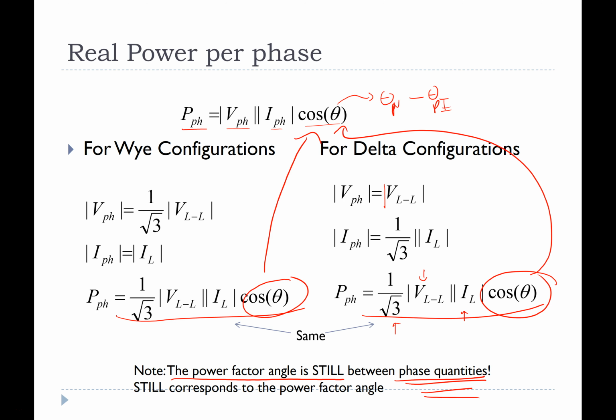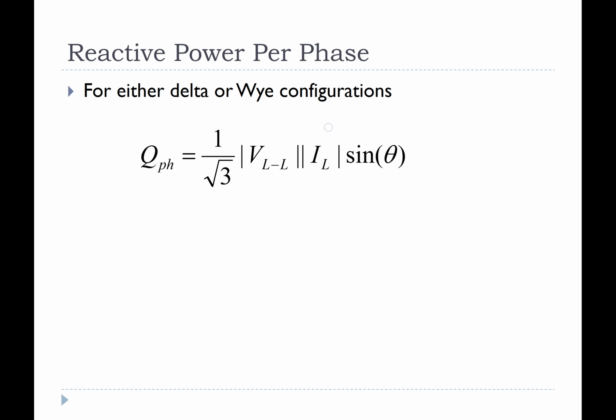Because remember, if we go from delta to Y, either the voltage or the current will be shifted by 30 degrees. So you don't want to use a line current instead of a phase current, and then something gets shifted by 30 degrees and it throws off your power factor. So the power factor is always considering phase quantities, not line quantities.